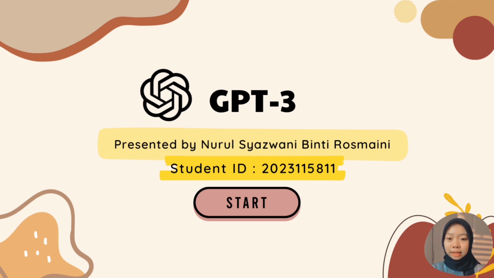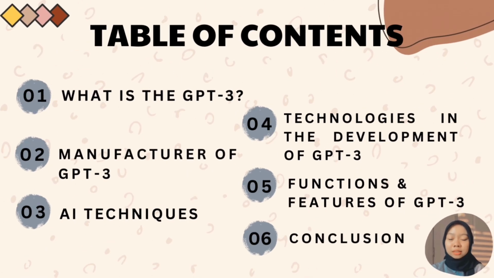As you can see on the slide, my topic today is GPT-3. Next, we move to the next page, which is the table of contents. This presentation is structured as follows. The first is what is GPT-3. Next, the manufacturer of GPT-3, AI techniques, technologies in the development of GPT-3, functions and features of GPT-3, and last but not least, the conclusion.